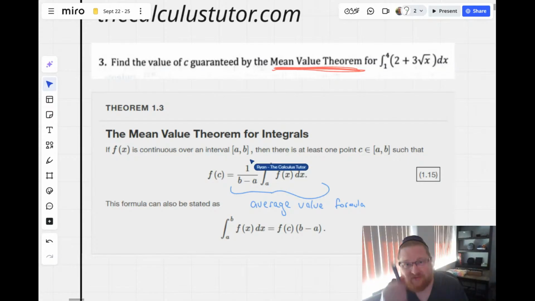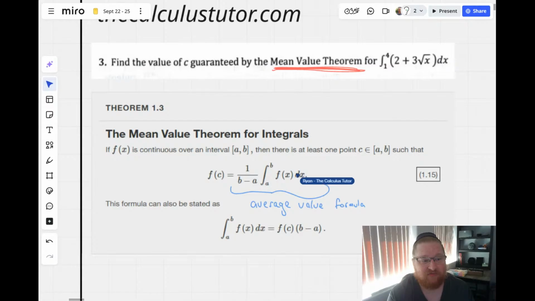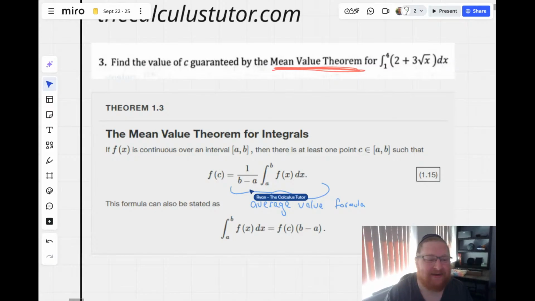Just like the classic statistical average that you might have learned, where you add all the stuff up. That's what the integral does. The integral adds all the stuff up, and you divide by how much stuff is there. That's why we're dividing by the width of the interval, because that's how much stuff is in the interval, however wide it is. So that's our average value formula. Excellent. All right.